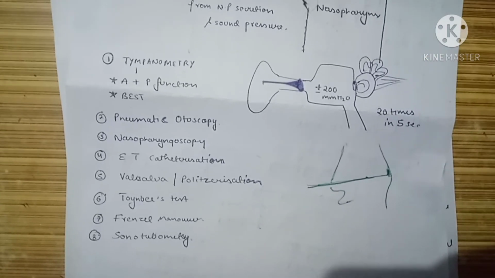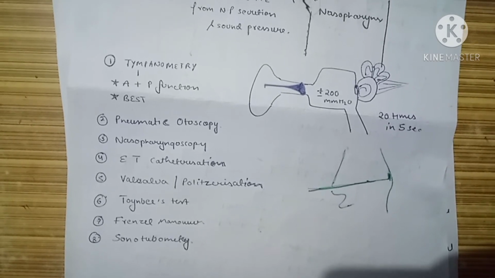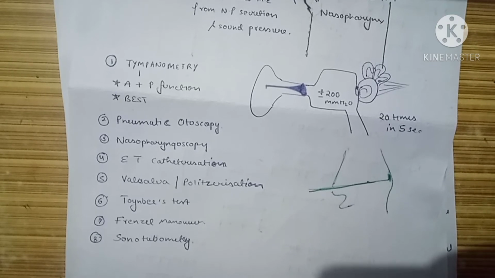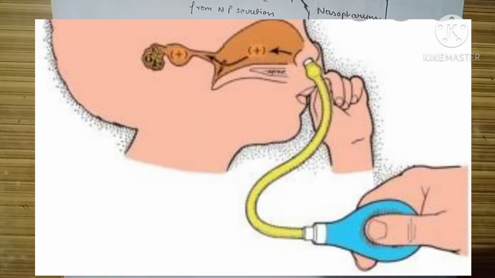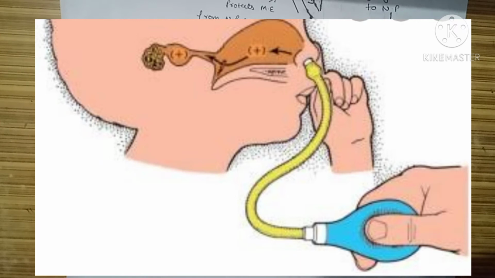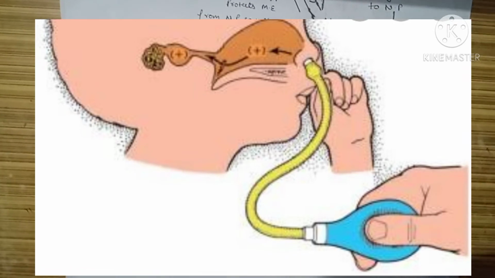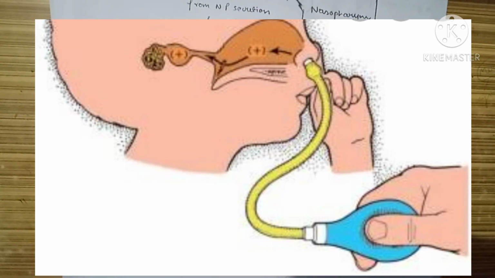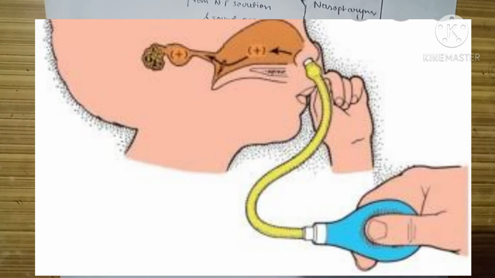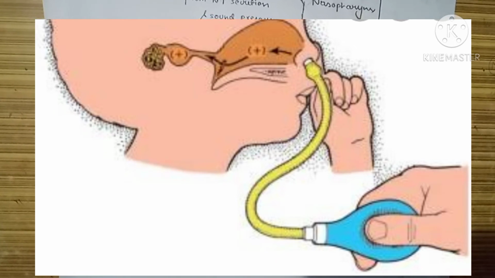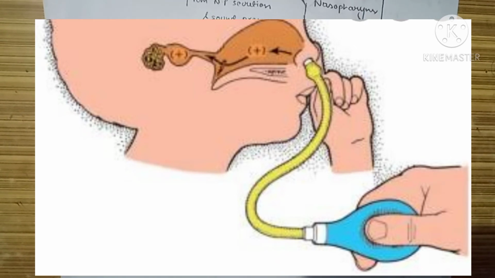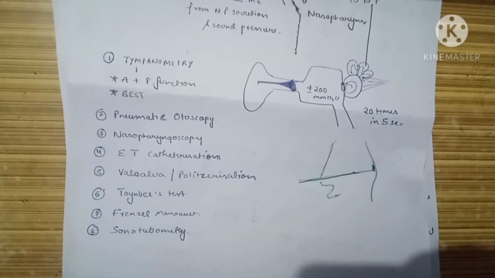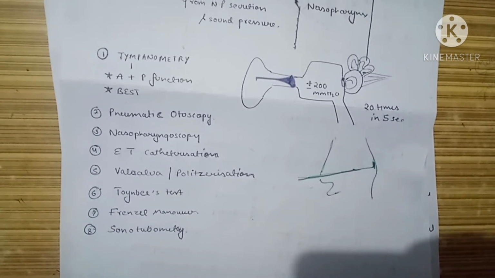Politzerization is a similar test, but here we don't ask the patient to forcefully expire. Actually, we apply pressure actively by inserting a tube through one nose, and we ask the patient to pinch the other nose. Through this mechanism, as you are seeing in the image, we do the politzerization test, and the effect is the same as Valsalva. There will be bulging if there is normal patency of the eustachian tube, and this will tell about a normal eustachian tube.